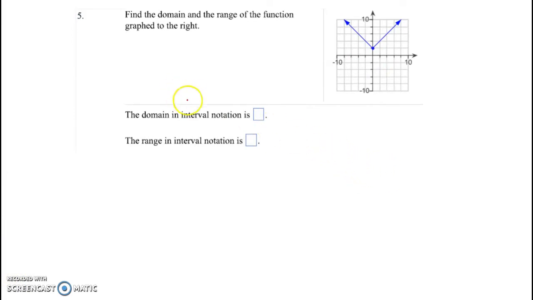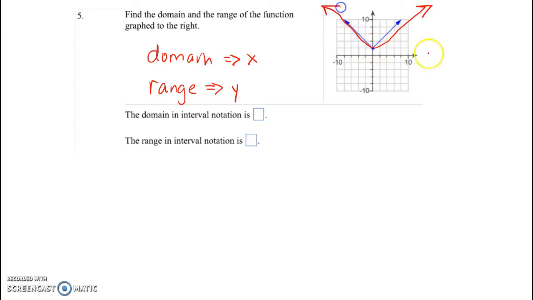All right, on number 5, it says find the domain and range of the function graphed to the right. Domain is all of the x values that you're allowed to use, and your range is all of your y values that you're allowed to use for your function. So my x values, look at my x-axis: my function goes off in that direction forever and ever, and it goes off in that direction forever and ever.